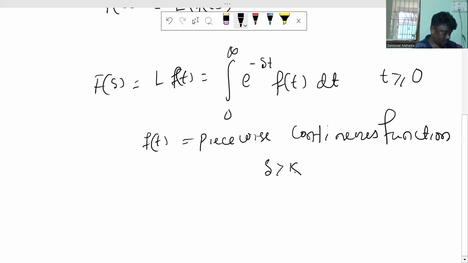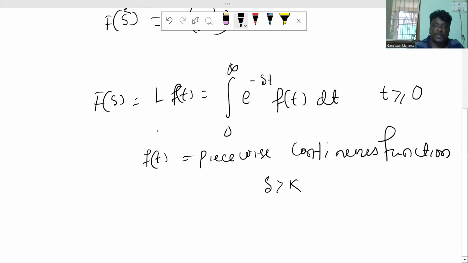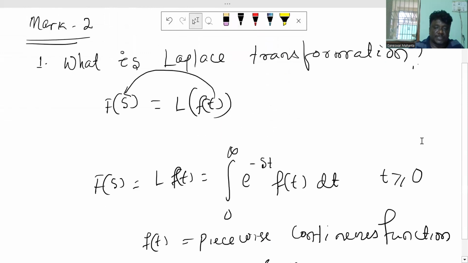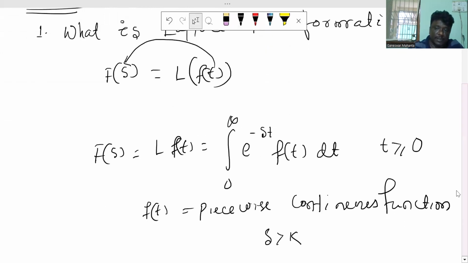That is also called Laplace transformation. We can say this function. So the first question is: what is Laplace transformation? Just we define here: what is Laplace transformation?